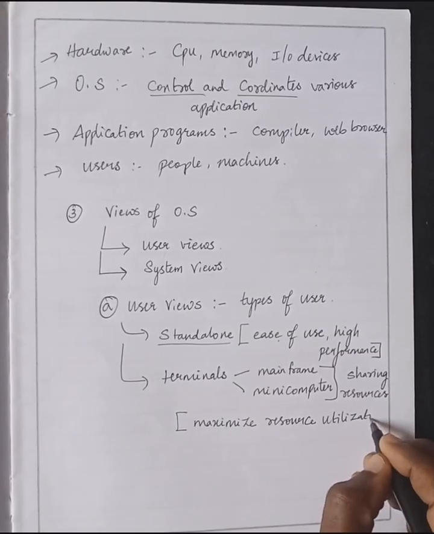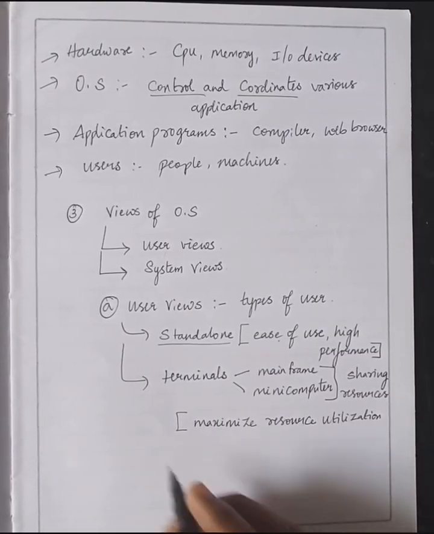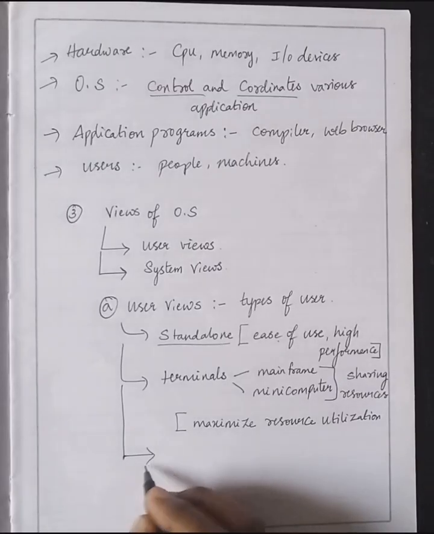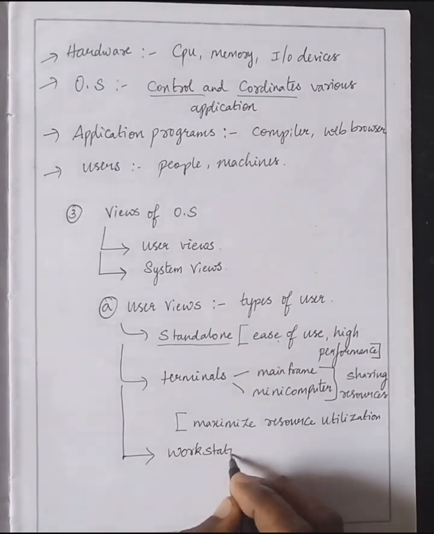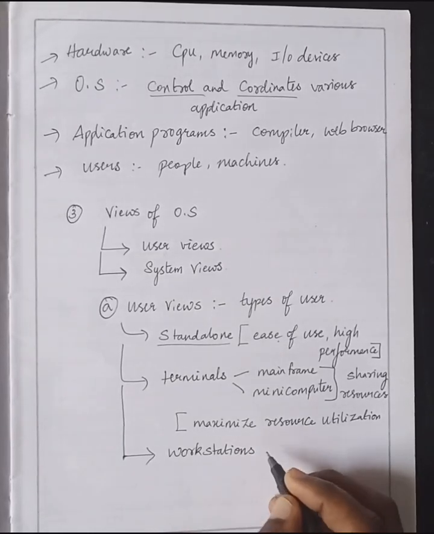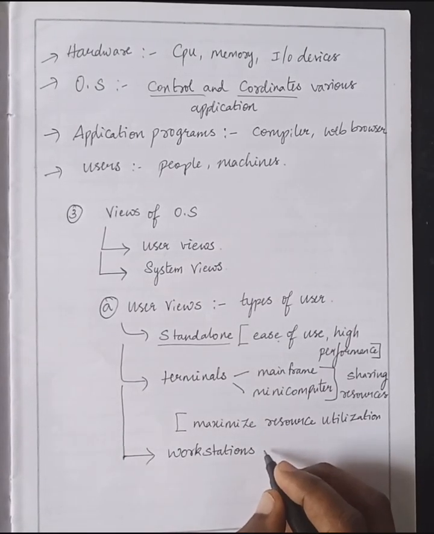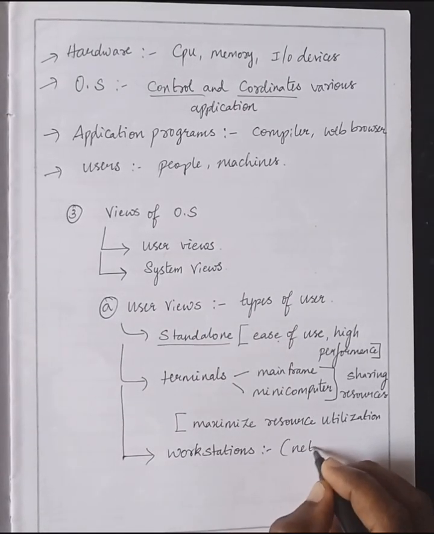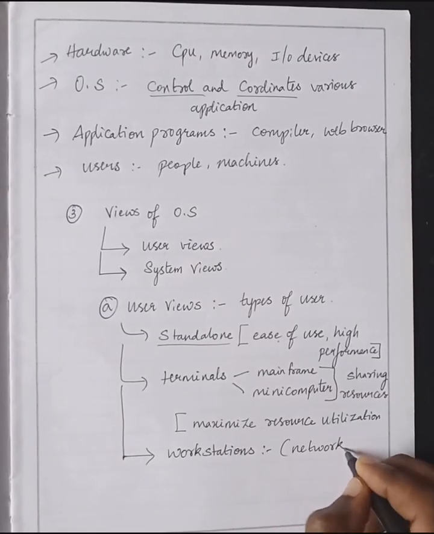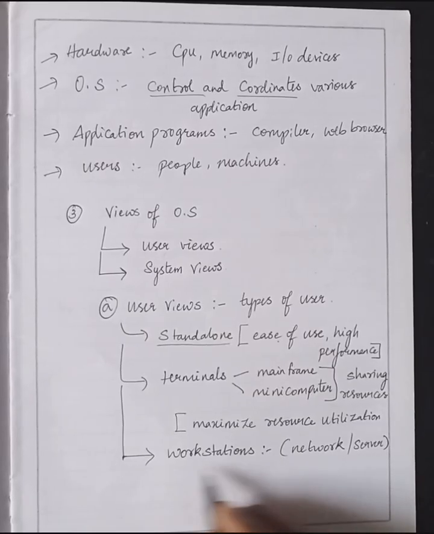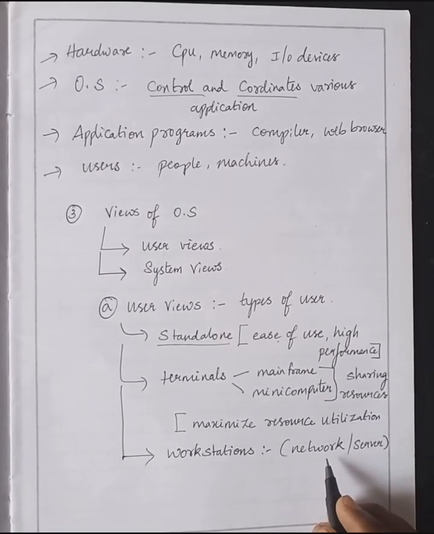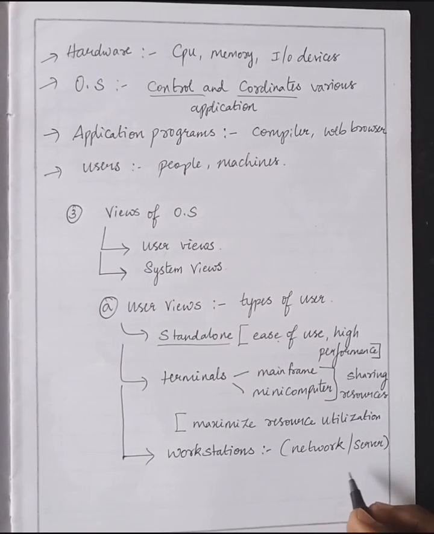Okay, so this is the second perspective. The third perspective is if our user is a workstation. So for a workstation, how should our OS be supported, and how do we see the OS? Whenever we say workstation, it has networks, or we can say servers. We are connected with the server. Workstations are nothing but systems connected with networks and servers.